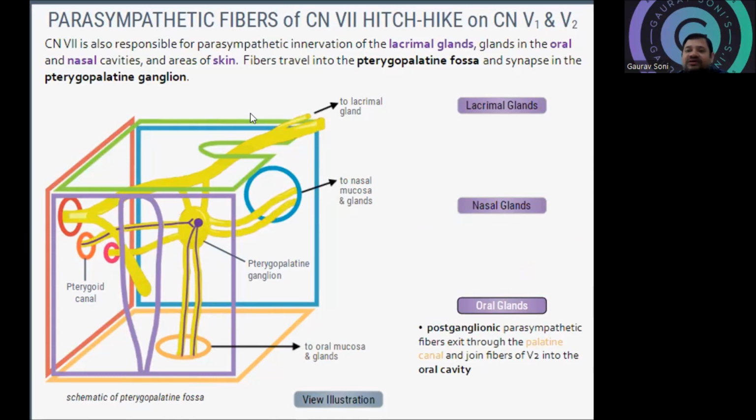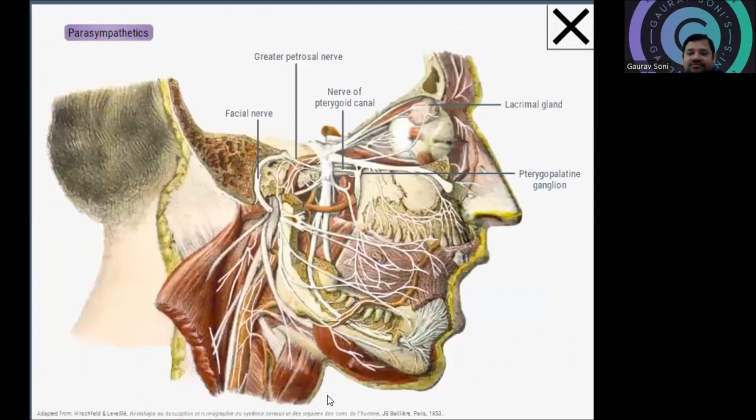This seventh nerve is also giving parasympathetic fibers to these particular glands via again hitchhiking on the cranial nerve trigeminal parts 1 and 2. Previously, we have seen hitchhiking on the third part. You can see here, this is how it is going to give the supply. The facial nerve is coming now to the pterygoid canal, going to the lacrimal, going through the pterygopalatine ganglion, through the nasal also, through the oral also.